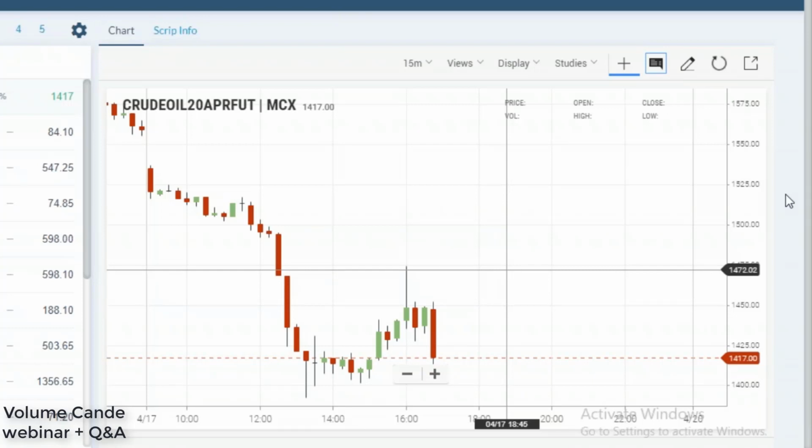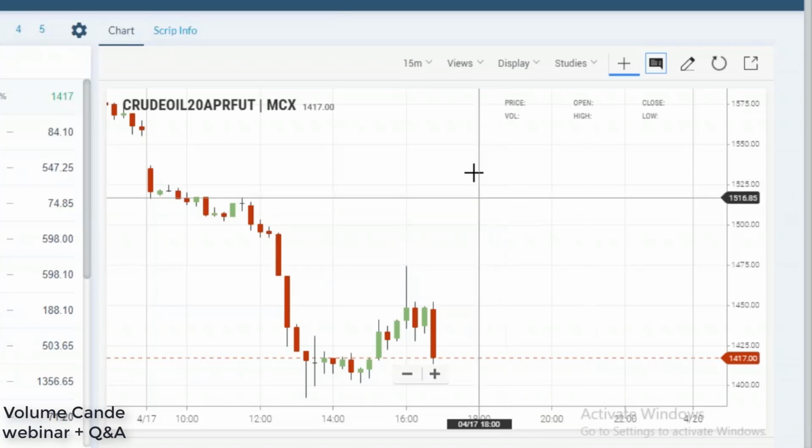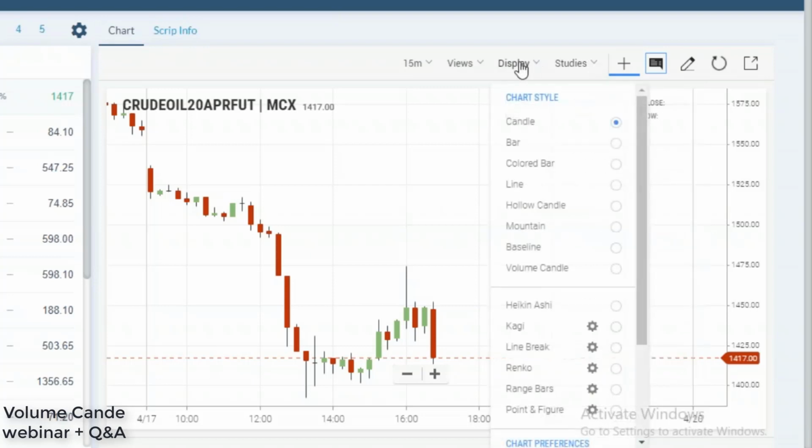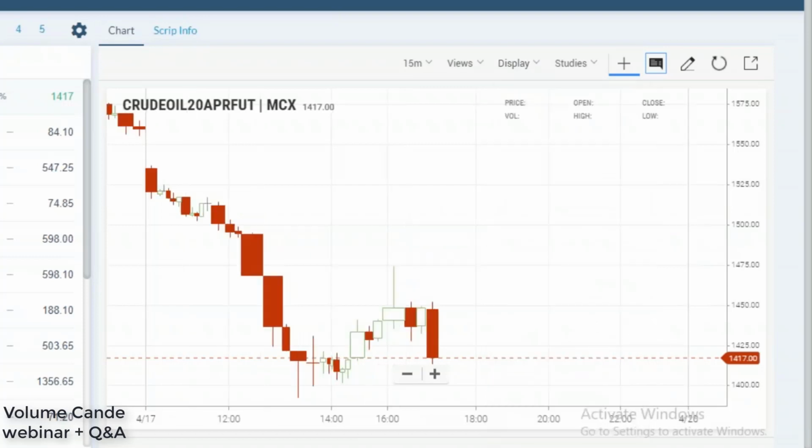Yeah, I am coming to that point. Abhinav has asked: does volume make any changes? So first, if you are clear with the pin bar, then you can go ahead with the volume, right? In the older times we saw volume as a separate panel, but here in Alice Blue they have given a very beautiful chart option called display. We have to go to display, and there is one option called volume candle. So please select the volume candle, everyone.